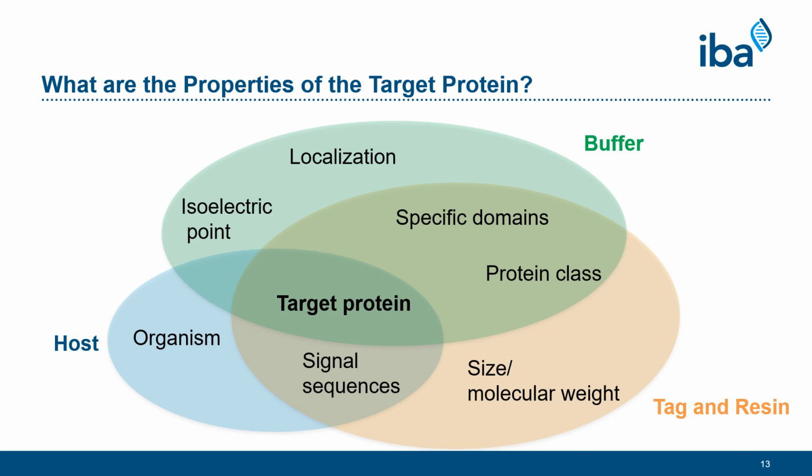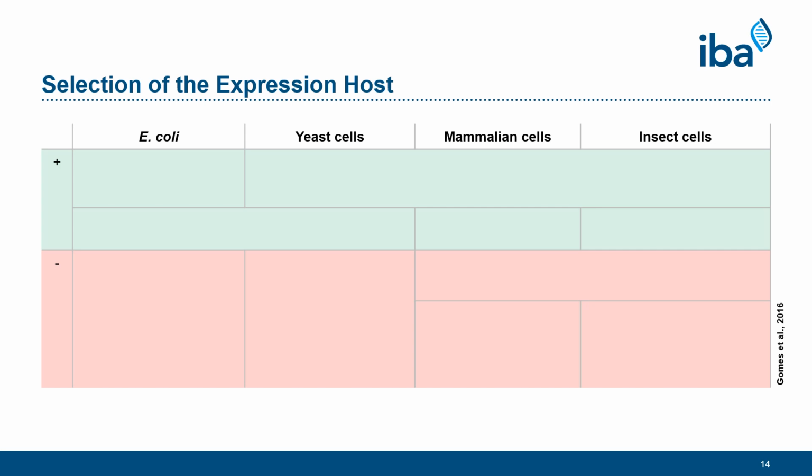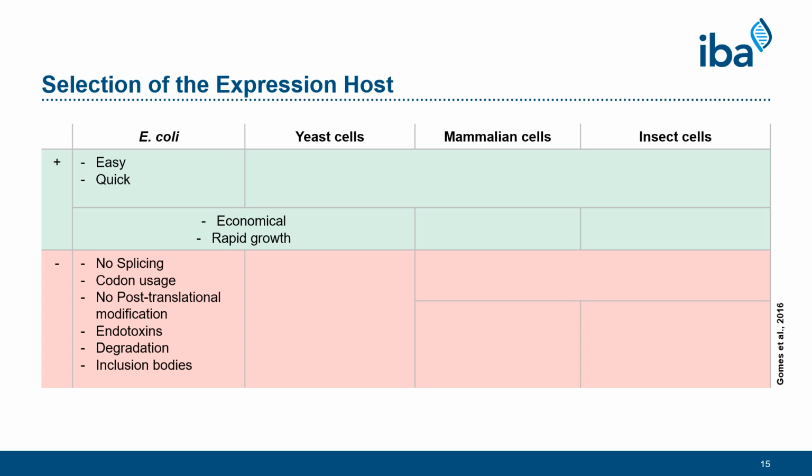And in the next slides, I will focus on each circle of this diagram, and I will begin with the selection of the host. The most commonly used hosts are E. coli, yeast cells, mammalian cells, and insect cells. Yeast cells, mammalian cells, and insect cells are eukaryotic hosts, and E. coli is a prokaryotic host. E. coli cells are easy to handle, so you do not need special equipment. They grow really fast. After transformation, the protein can be harvested after just a few hours, making the host really economical.